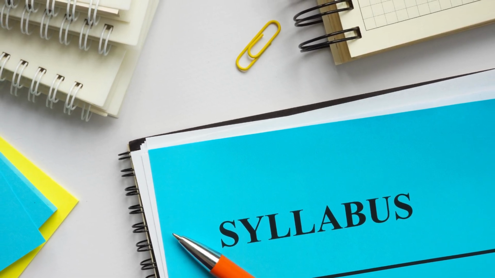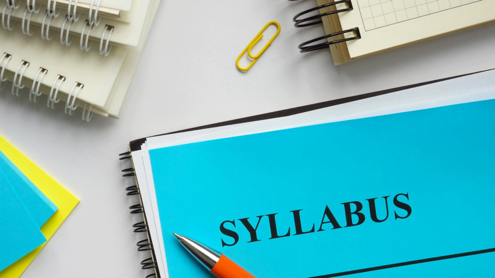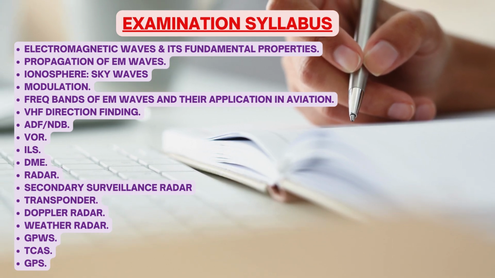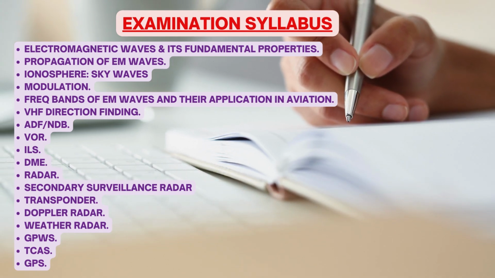Topics which you need to study for the exam as well as self-learning objective as a pilot would be as follows. What is electromagnetic waves and its fundamental properties? Propagation of electromagnetic waves, how does it travel across vast distances in space? Ionosphere and sky waves. Modulation. Modulation is a process of imprinting information on carrier wave. Different bands of electromagnetic waves and their application in aviation.